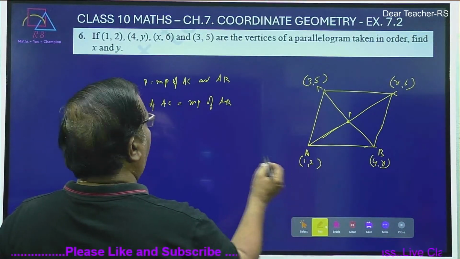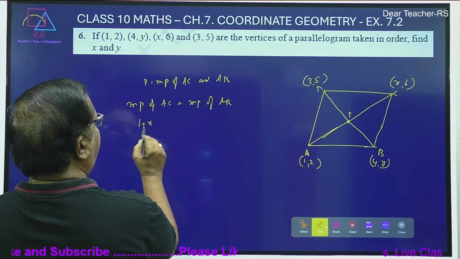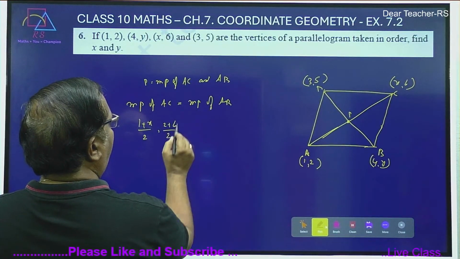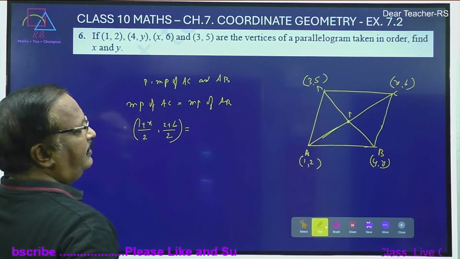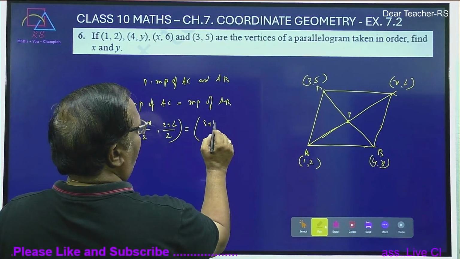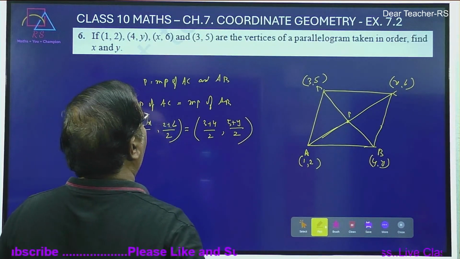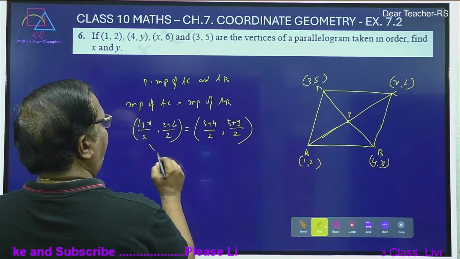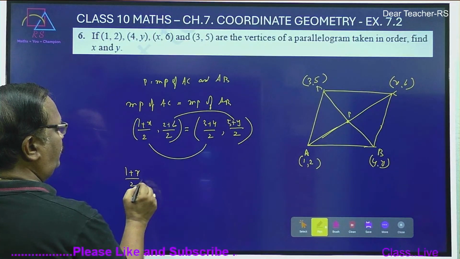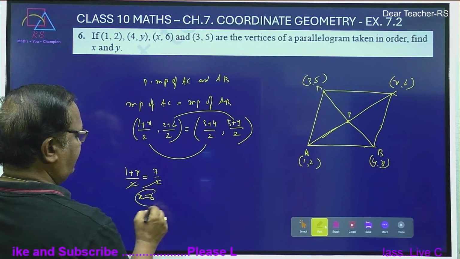Midpoint of AC is ((1 plus x)/2, (2 plus 6)/2). Midpoint of BD is ((3 plus 4)/2, (5 plus y)/2). You equate the x coordinates and the y coordinates. So (1 plus x)/2 is equal to 7/2. The 2 will get cancelled. x is equal to 6.